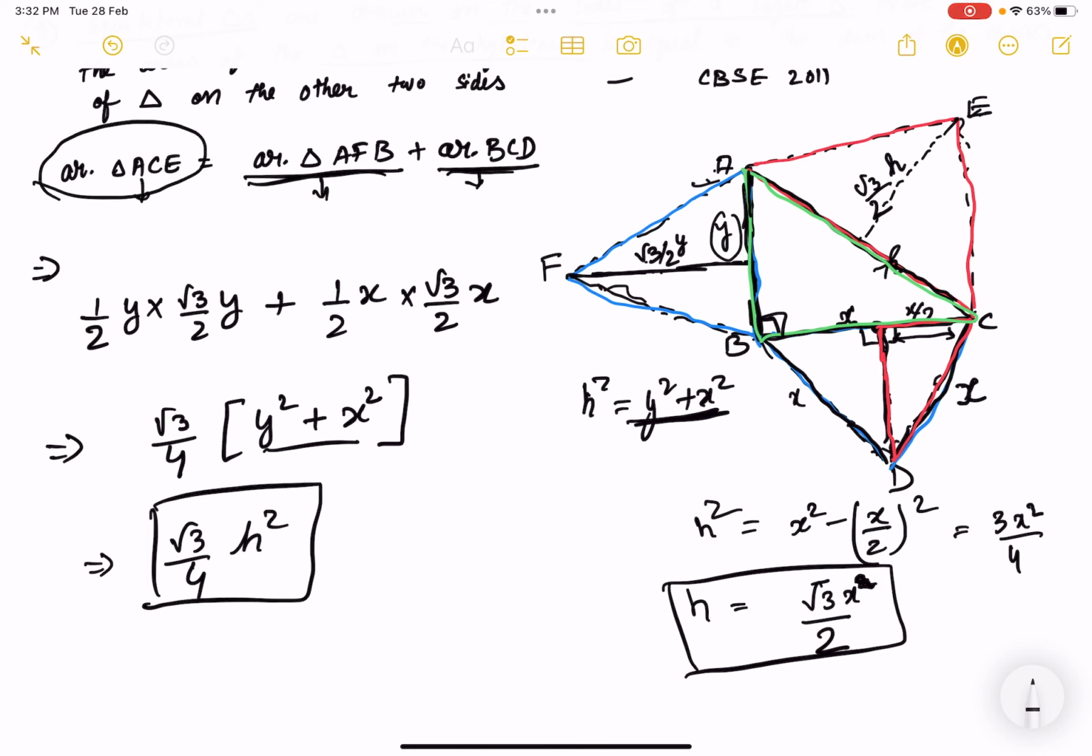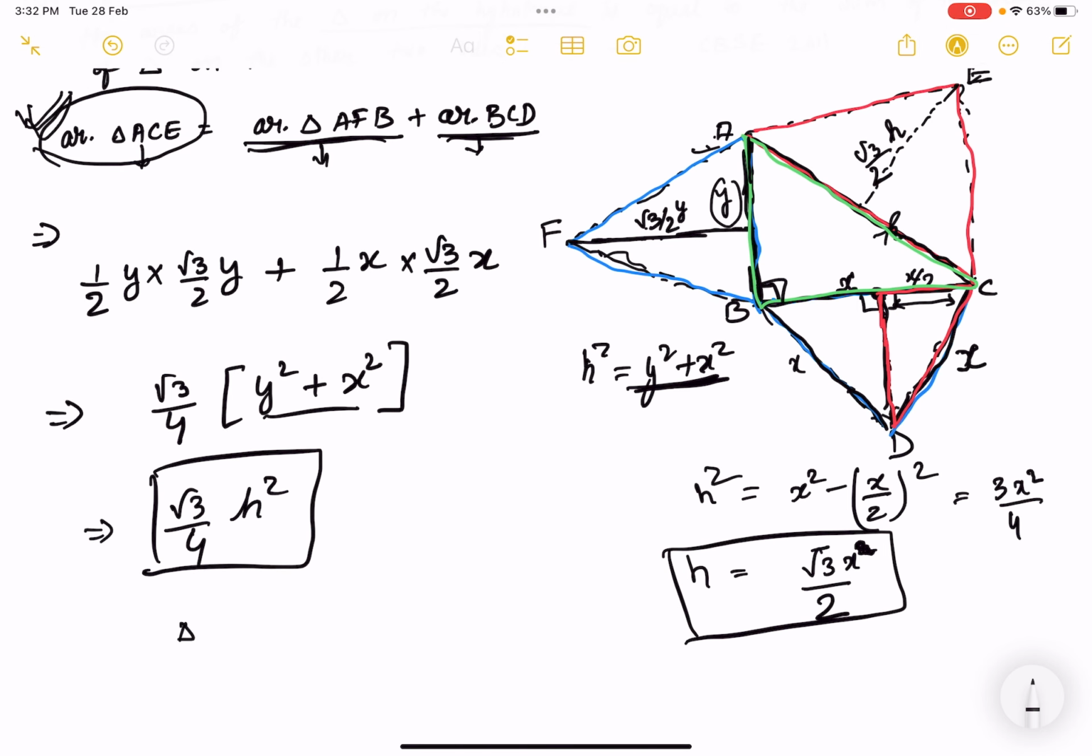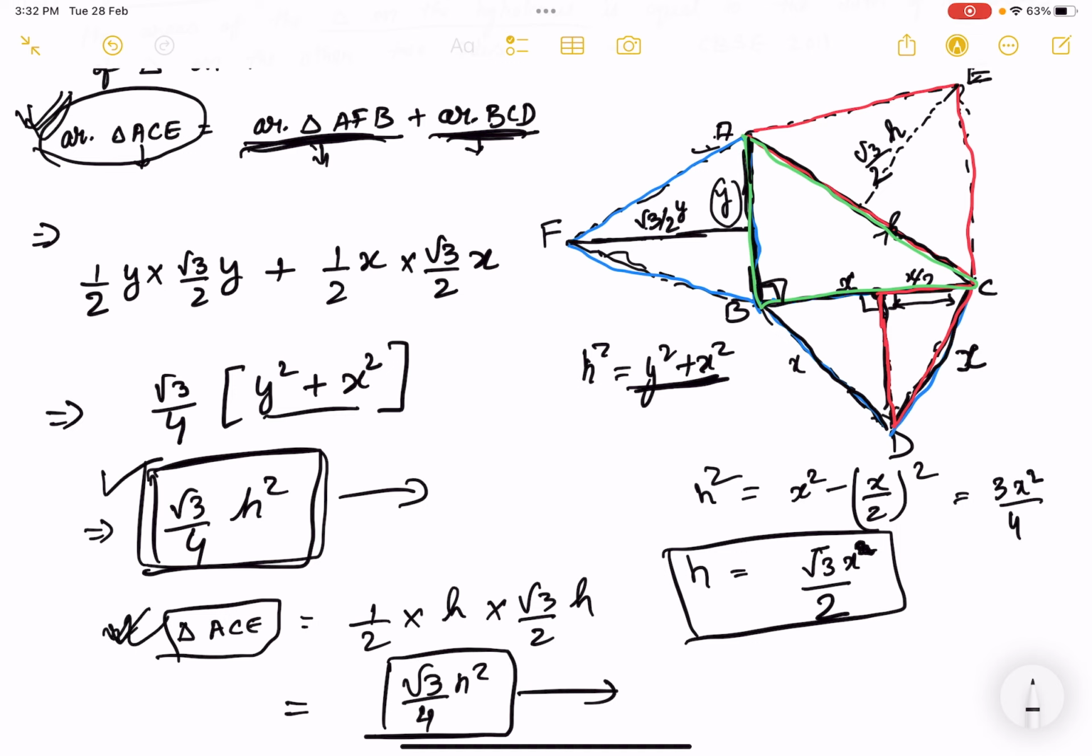And let's see about triangle ACE. Area of triangle ACE is equal to, again, half base, base is h, into height, root 3 by 2 h, which is equal to root 3 by 4 h square. Hence, we have proved that the sum of the areas of these two triangles, which is root 3 by 4 h square, is equal to the area of triangle ACE, that is the triangle on the hypotenuse, which is also equal to root 3 by 4 h square.